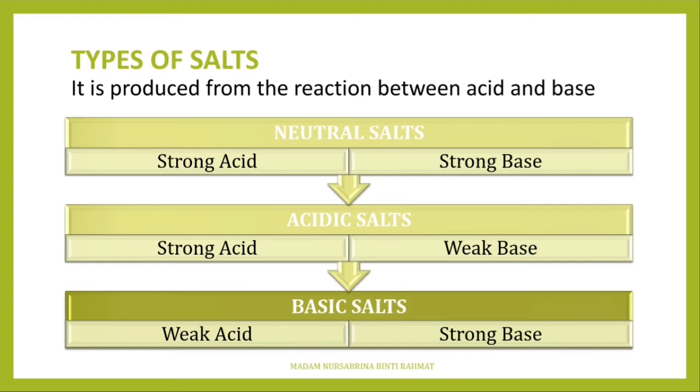If it's a neutral salt, it's a product of strong acid reacting with a strong base. If it's an acidic salt, it's a product of reaction between strong acid with a weak base, and the basic salt is a product of weak acid reacting with strong base. So how do we identify whether a salt is neutral, acidic, or basic? I'm going to show you afterwards.